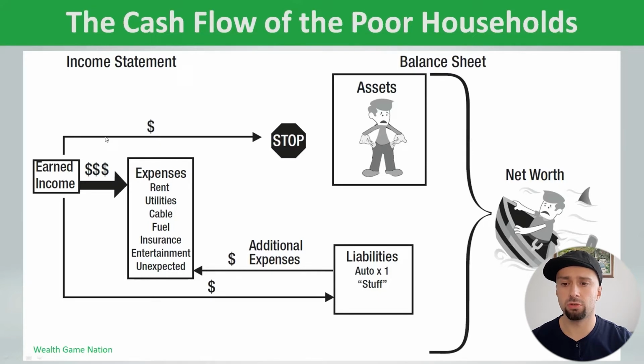If you look at this arrow towards the assets, there's a big stop sign showing that these households do not invest in value-producing assets. So if we look at their balance sheet, we see that there are no assets, just a lot of liabilities. And as we know, net worth is assets minus liabilities.